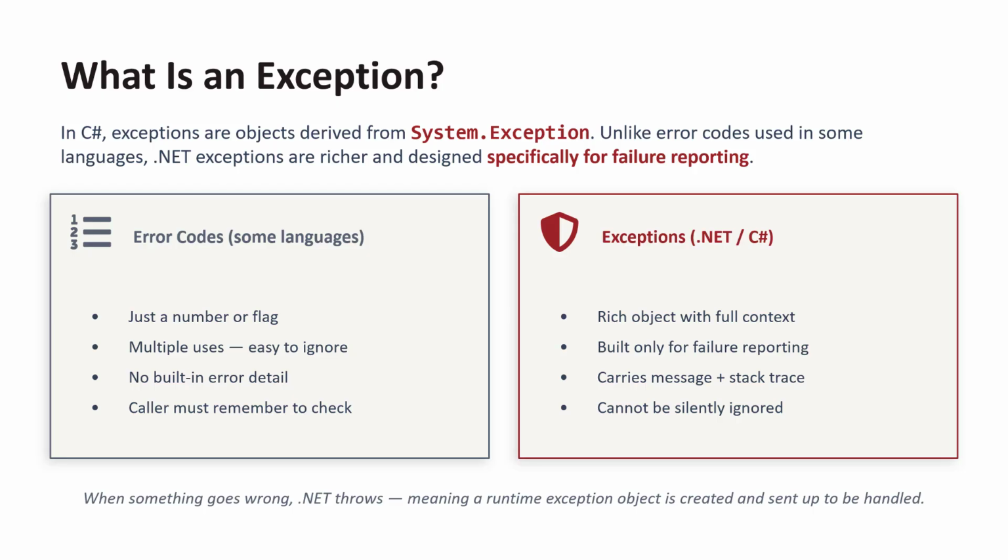So when something goes wrong with our C# code, we say the runtime throws an exception. And that word throws is going to come up constantly in this lecture, so get comfortable with it. It means that an exception object has been created and is now being sent up through your code, looking to see if you've prepared to handle it.